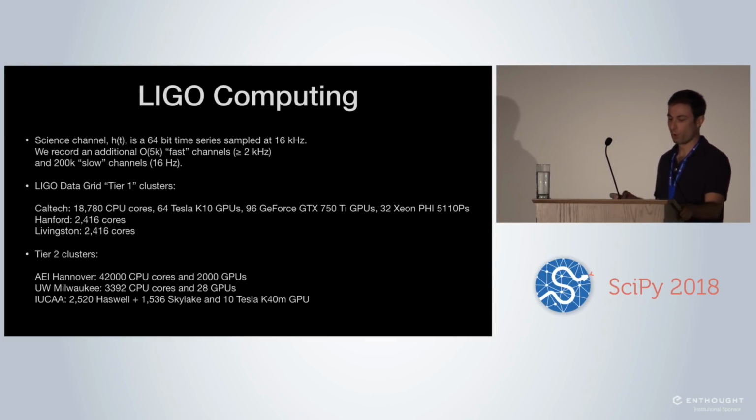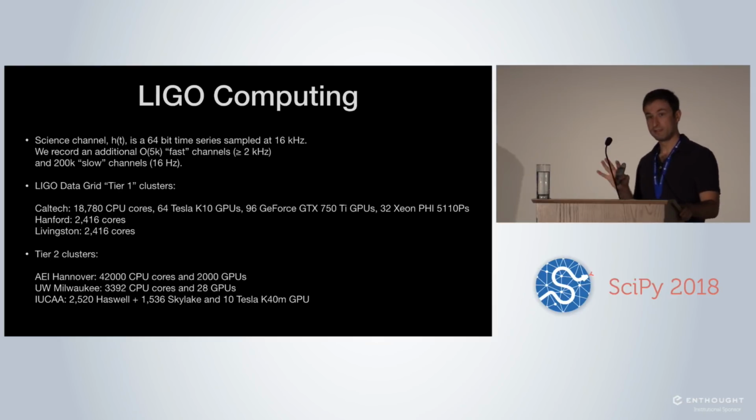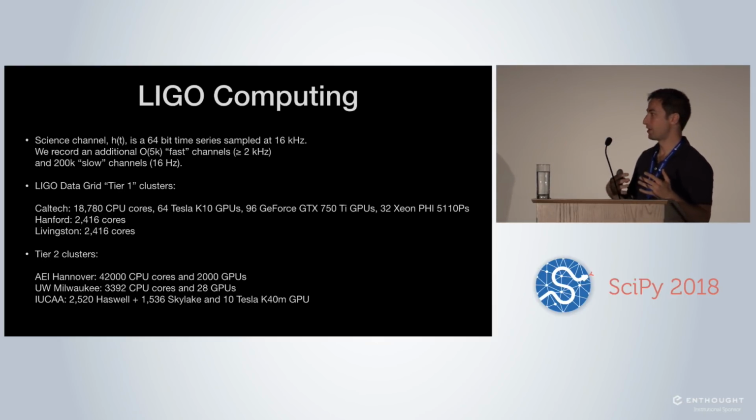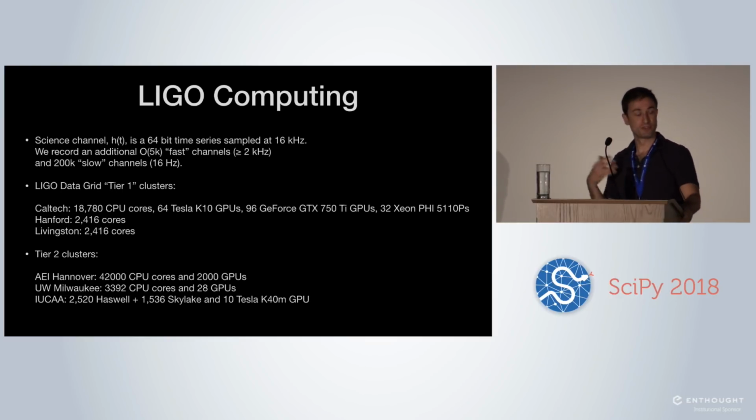But we also record an additional, say, 5,000 so-called fast channels, which are channels that are associated with auxiliary sensors or control loops and are sampled at 2 kilohertz or above. And then about 200,000 slow channels, which are sampled at sort of 16 hertz to 64 hertz. So depending on what you're doing with the data, you might need just the science channel h(t), or you might also need some of these auxiliary channels.